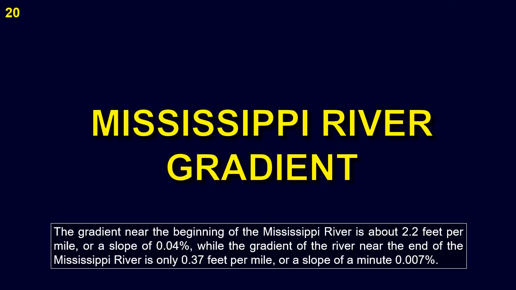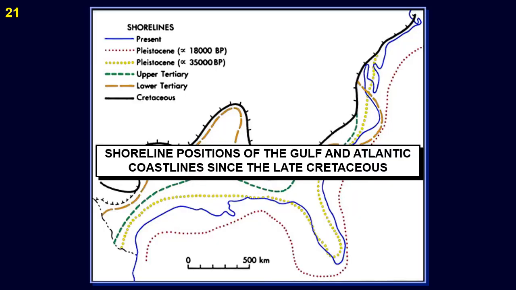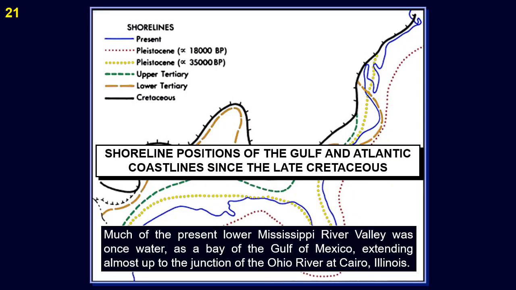The gradient near the beginning of the Mississippi River is about 2.2 feet per mile, or a slope of 0.04%. While the gradient of the river near the end of the Mississippi River is only 0.37 feet per mile, or a slope of 0.007%.